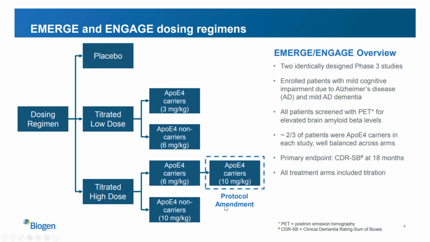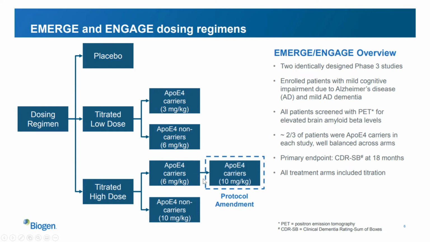If we go back to this slide, we see that they did an amendment to enable a certain subset of patients to get a higher dose. The specific subset of patients are carriers of the APOE4 mutation, the strongest genetic risk factor for Alzheimer's. In this study, these patients got a lower dose than non-carriers, both in the high-dose group and the low-dose group. The protocol amendment just enabled these APOE4 carriers to get the 10 mg per kg dose, the same as the non-carriers.